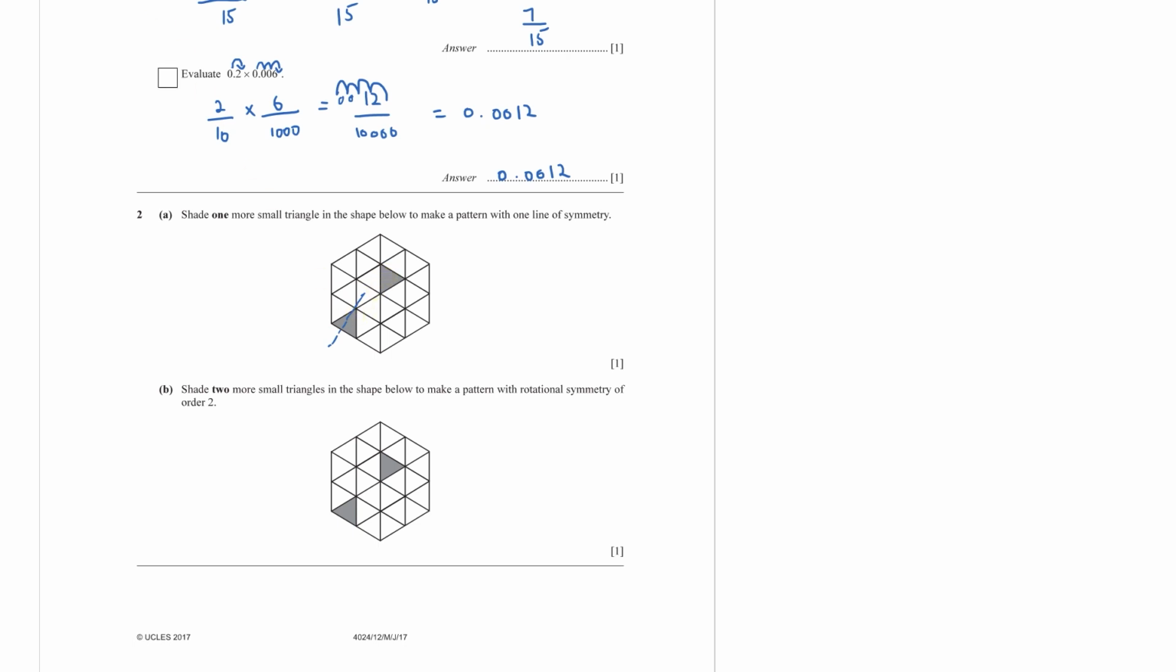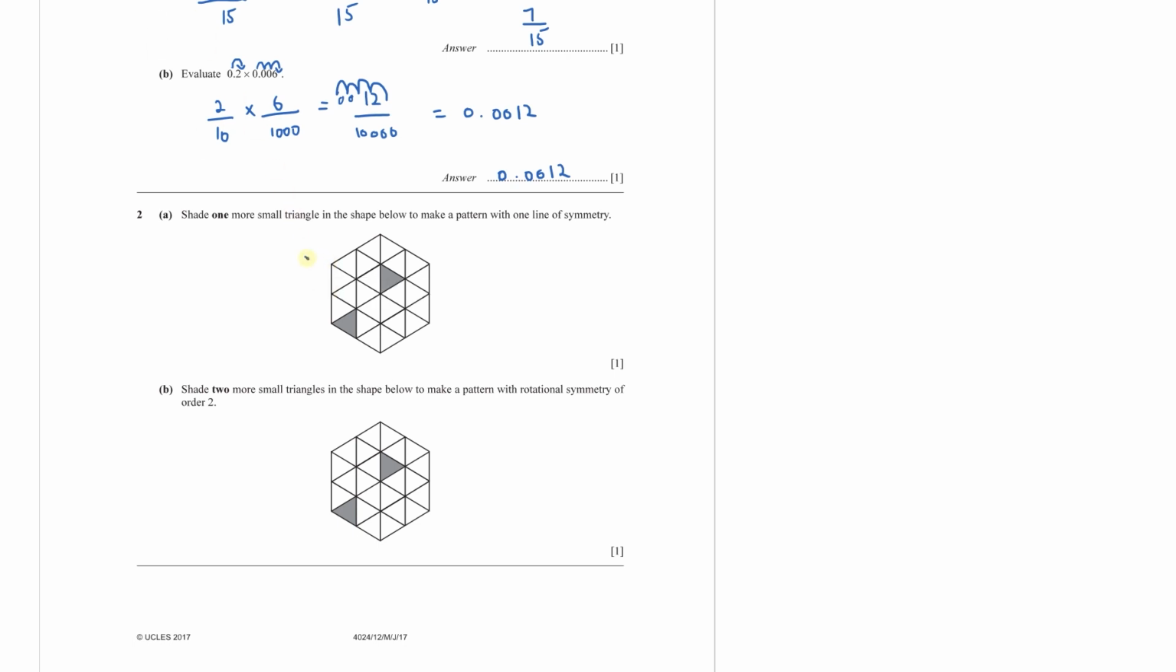So let me show you what I mean by that. For example, if you assume that this is your line of symmetry, you will have to have the mirror image on the other side. So if this triangle is shaded here, I'll have to shade this one. And if this is shaded here, I'll have to shade this one. So I'll have to shade two triangles in that case, which is not possible since the question asks to shade one triangle.